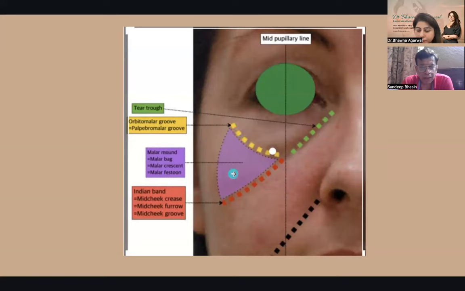And what is the palpebral groove? This is the palpebromalar groove. The palpebromalar groove is lateral and the tear trough is the medial one. Anatomically, when you see the tear trough, it is the tethered ligament, the shadow of the ligament. It is a pull of the ligament on the skin, which is called the tear trough. But when we are injecting the area, we are injecting the hollowness caused by this ligament beneath it.